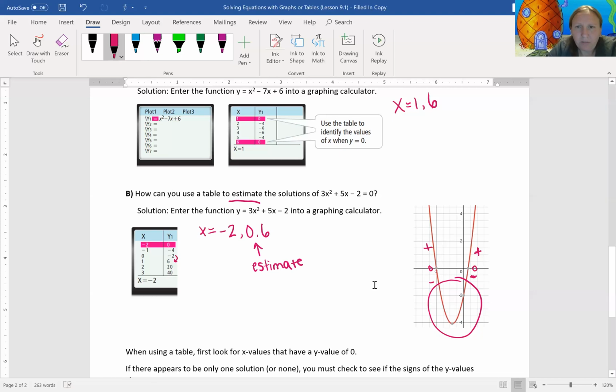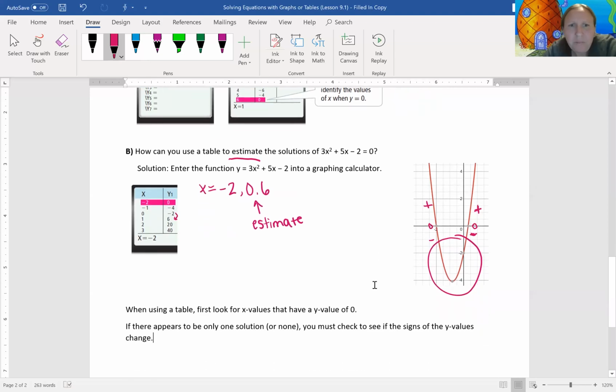So just a review of that last example too. When using a table, you're going to first look for x values that have a y value of 0. If there's 2 of them there, awesome, that's your 2 answers, because you can't have more than 2 answers to a quadratic equation. But if there appears to be only one solution or none, you must check to see if the signs of the y values change. Did they jump from positive to negative or from negative to positive? If they change signs, it must have hit 0 somewhere in the middle there.